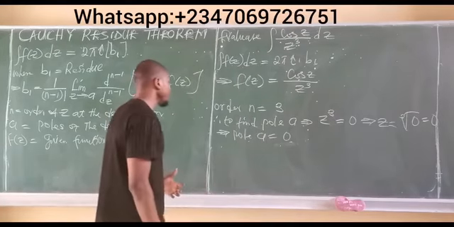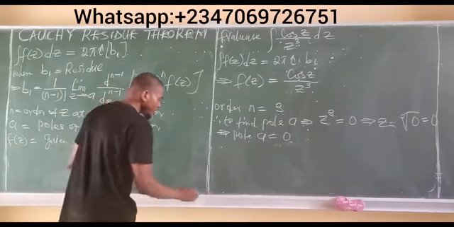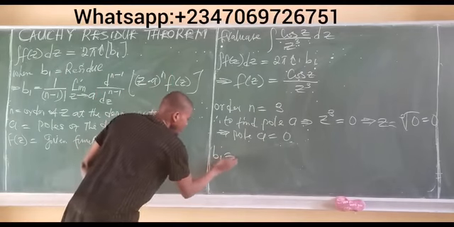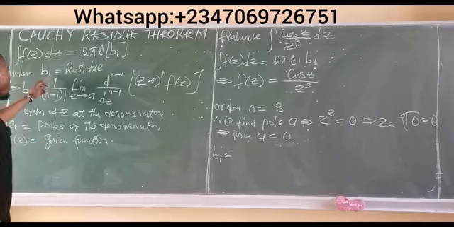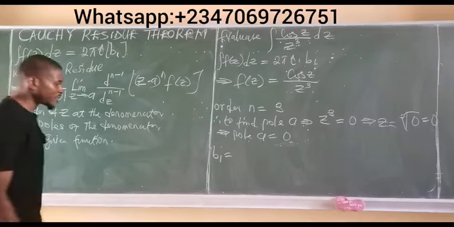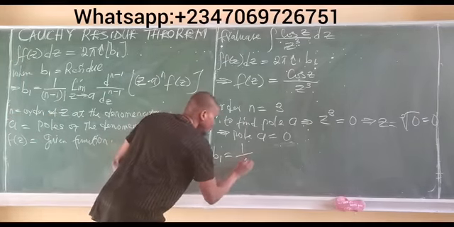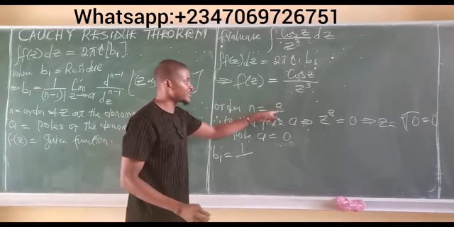Now, if you have this, then let's find our residue. b1 is equal to, from the formula we said, 1 over (n minus 1) factorial. So you have 1 all over n minus 1 factorial, where n is the order, in this case 3.